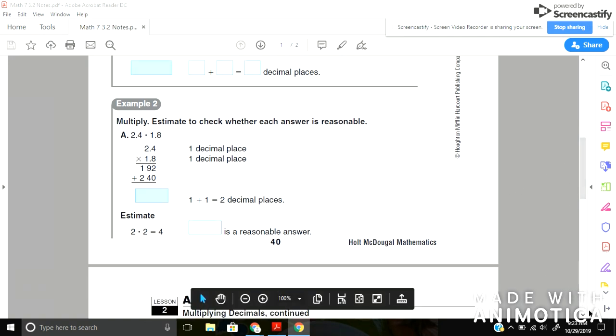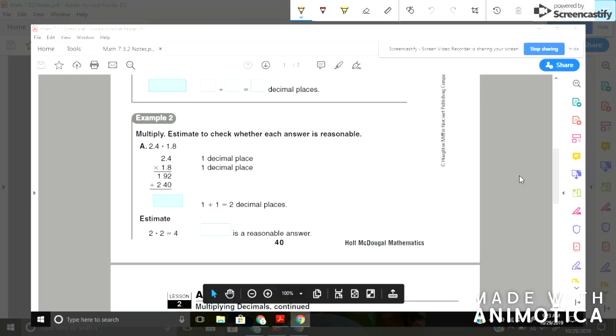Example 2 says 2.4 times 1.8. Change colors again here. And you'll notice in the first factor, I have one number after the decimal, and I also have that in the second factor, one number after the decimal, okay?